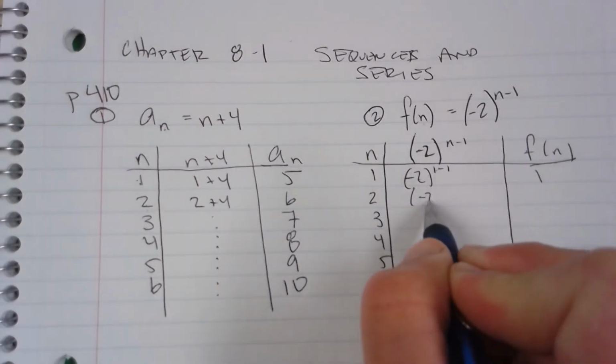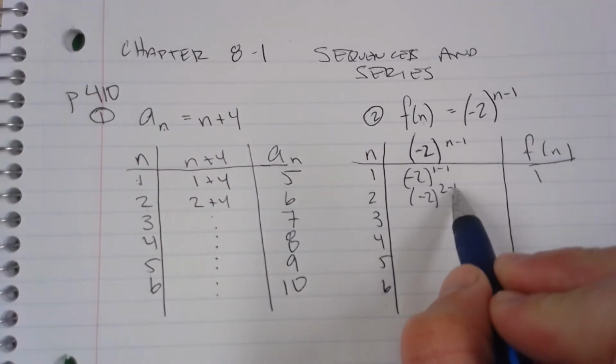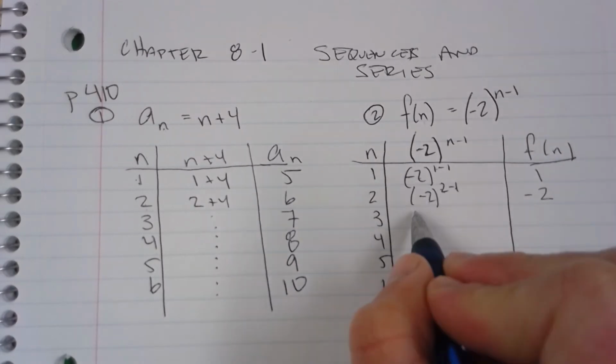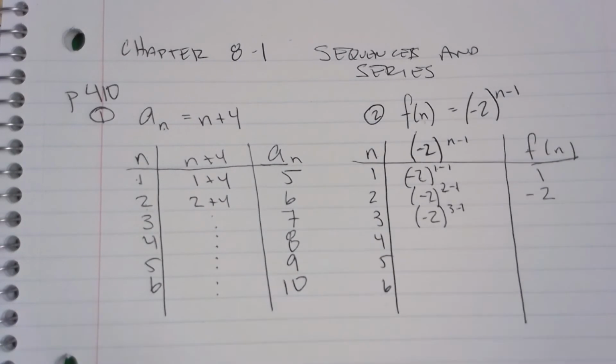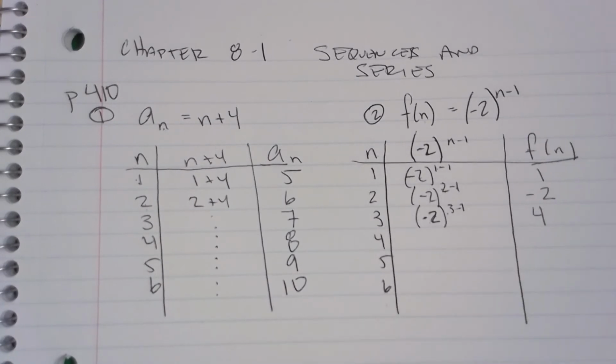Okay, negative 2, we're going to raise it to the 2 minus 1 power. 2 minus 1 is 1. Negative 2 to the first power is negative 2. The third term we're going to raise to the 3 minus 1 power. That's negative 2 being squared. Since it's all of negative 2 being squared, it's going to become positive.